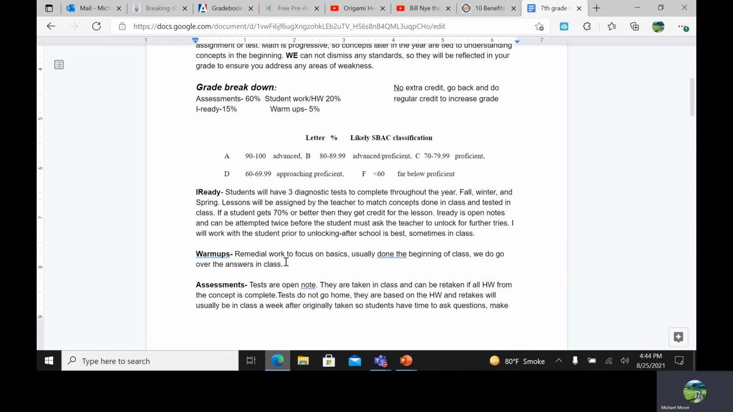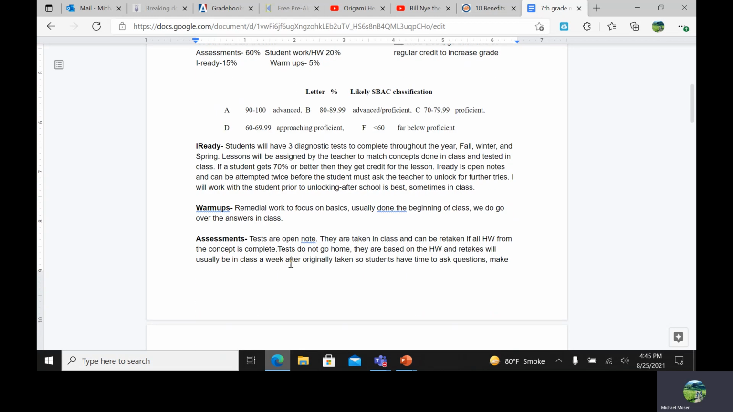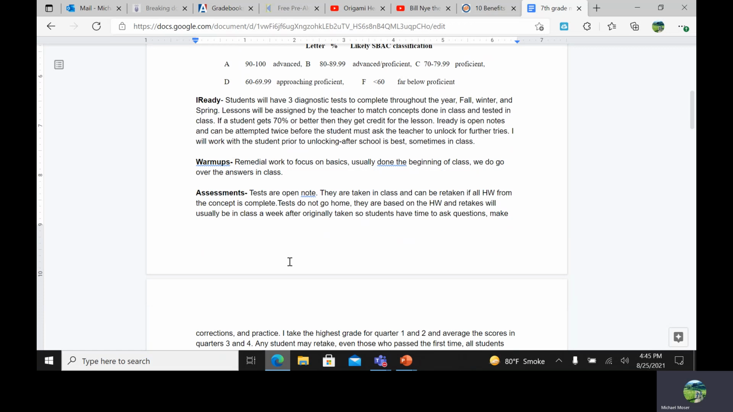Now, warm-ups, not too worried about this year. We do them in the beginning, and they are remedial, and they go over things like place value and rounding. They come up and we have to use them in 7th grade, but they're not a 7th grade concept. And so that is going to be worth 5% of the grade. And we do go over those in class. If you are absent, please come see me for that.